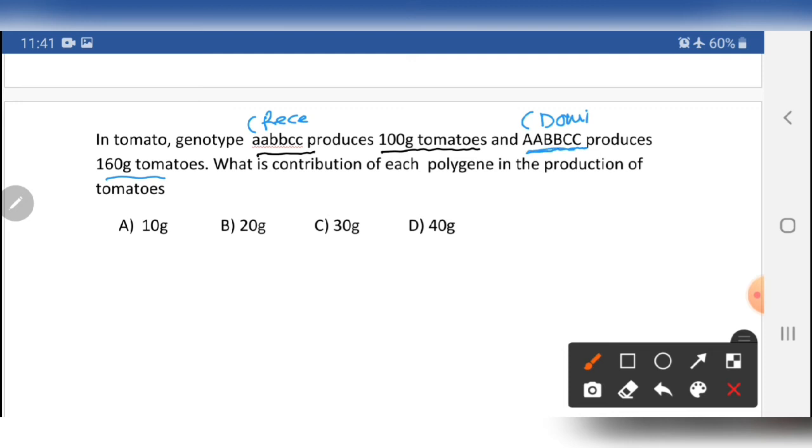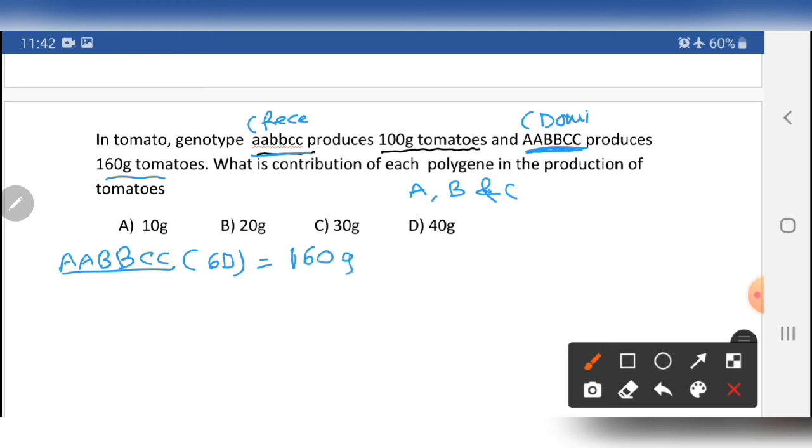So let me write what about AABBCC. All are dominant. This has three genes. What are the three genes? A gene, B gene and C gene. Each gene has two alleles. So they have six alleles here: capital A, capital A, capital B, capital B, capital C, capital C. All are dominant. How many dominants? 6 dominants. 6 dominants represent 160 grams of tomatoes.